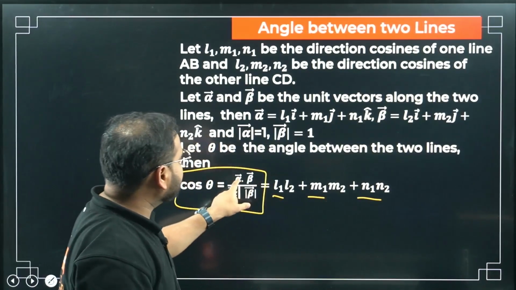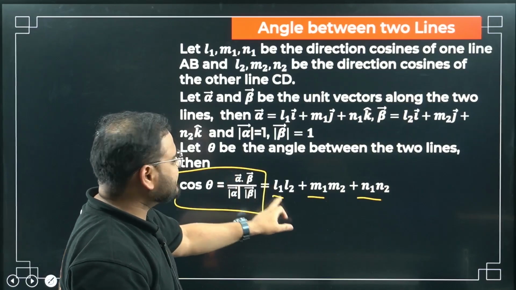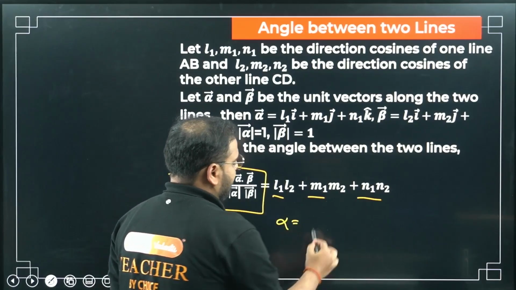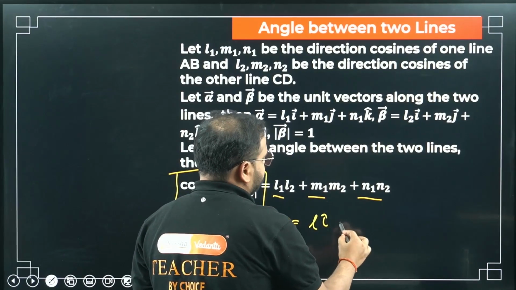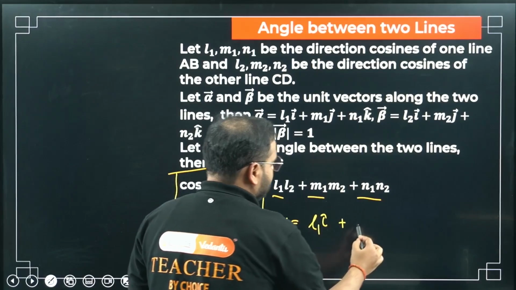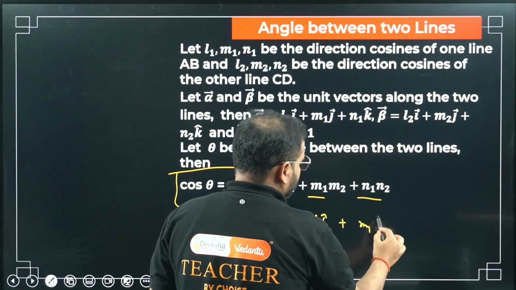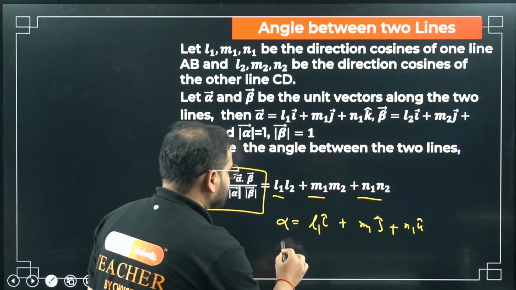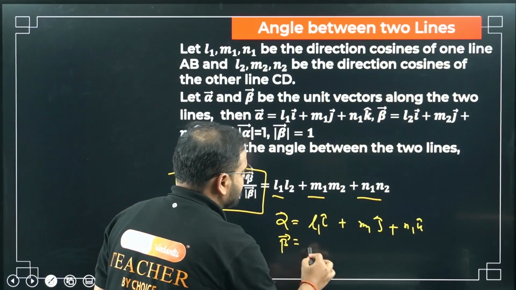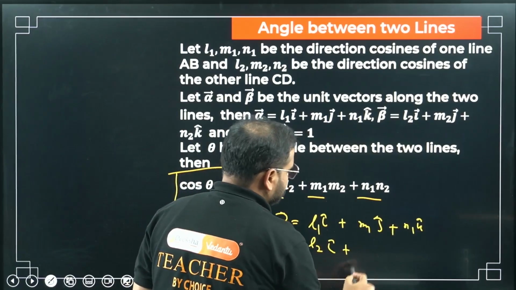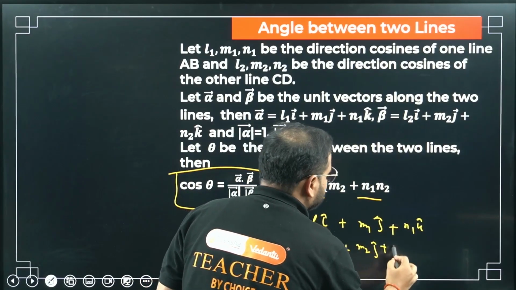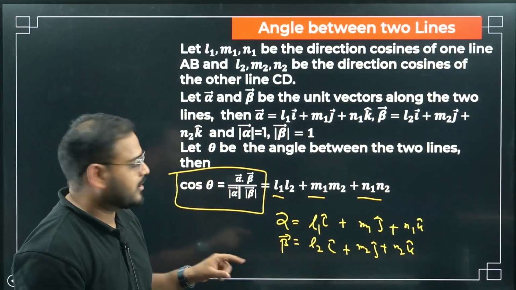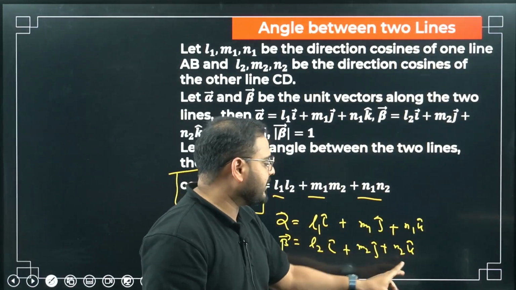If I write the vector alpha as L1 i cap plus M1 j cap plus N1 k cap, and in the same way I write the vector beta as L2 i cap plus M2 j cap plus N2 k cap, what will I get if I take the dot product? It'll be L1 into L2 plus M1 into M2 plus N1 into N2.